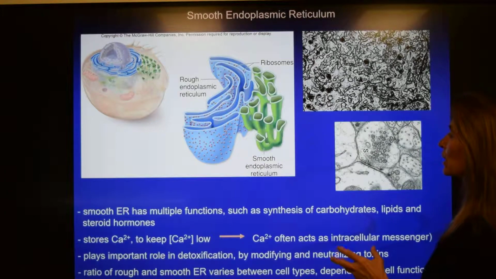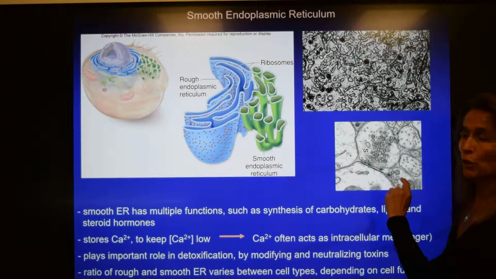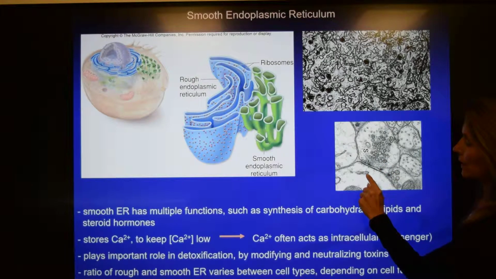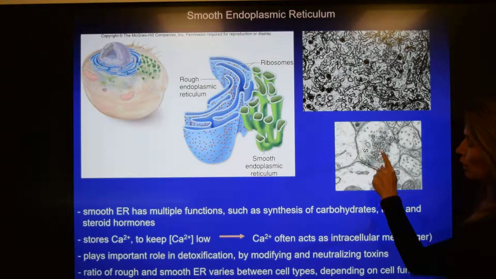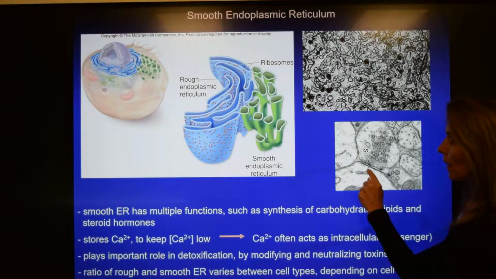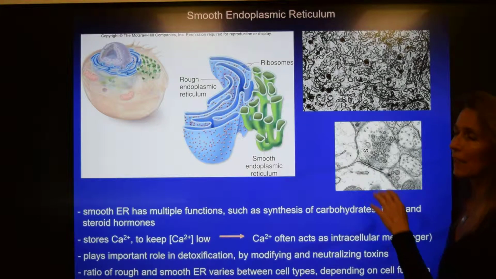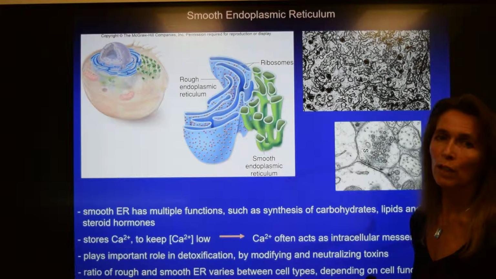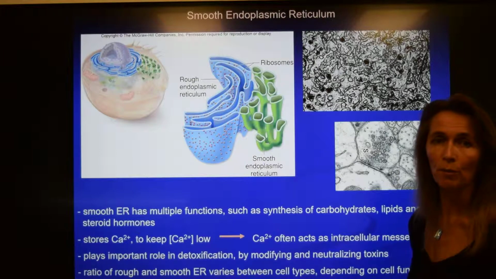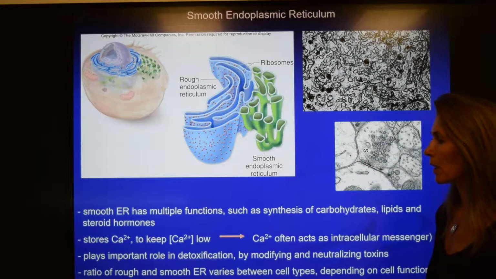endoplasmic reticulum. Here you can see the example of a synapse in a neuron, and what you can see here adjacent to the synapse in the postsynaptic element of the synapse is a part of smooth endoplasmic reticulum that in this case classically contains calcium that is released if the synapse is being activated.